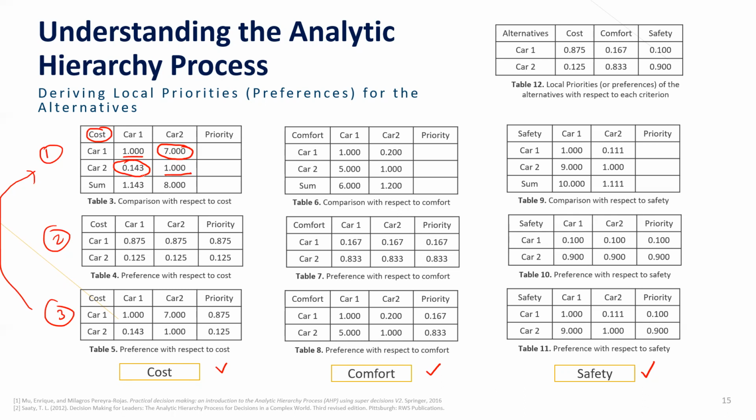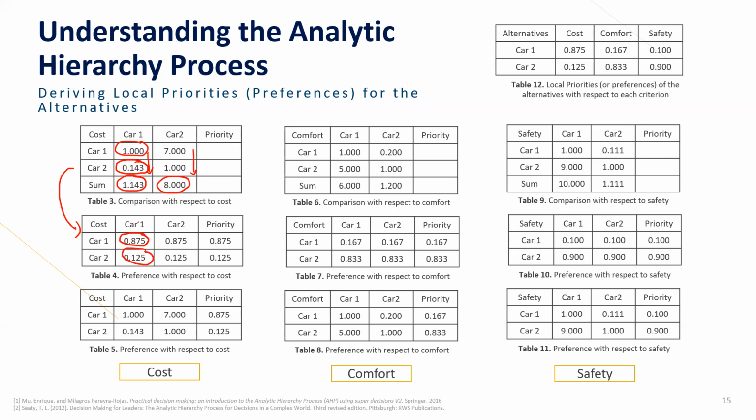And then to normalize the table, remember, you need to sum the columns. 1 plus 0.143 is equal to this. 7 plus 1 is equal to this. And then you normalize it: 1 divided by 1.143 is equal to this. 0.143 divided by 1.143 is equal to this. That's how you normalize the rest of the columns.